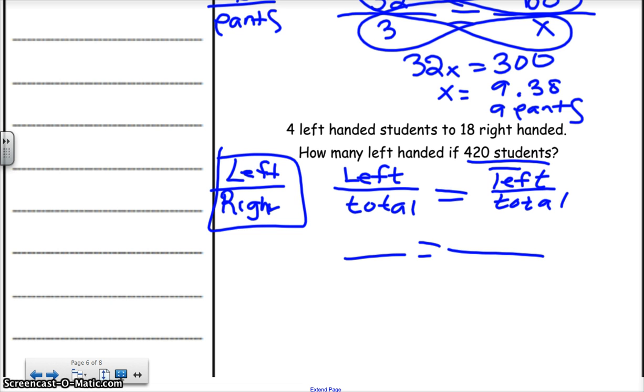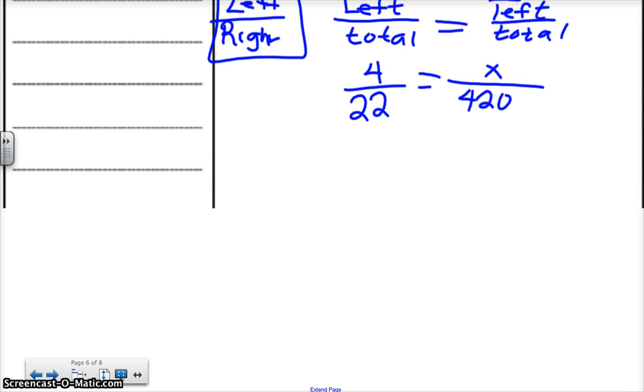Okay, so setting it up, looks like I have 4 left-handed at first, right? How many total kids at first? If I had 4 left and 18 right, how many total? 22. 4 is to 22, as how many left-handed if there's 420 students? Is 420 a total or a left? Total, so it goes on the bottom. Set up the cross product. I always, again, start with my variable diagonal.